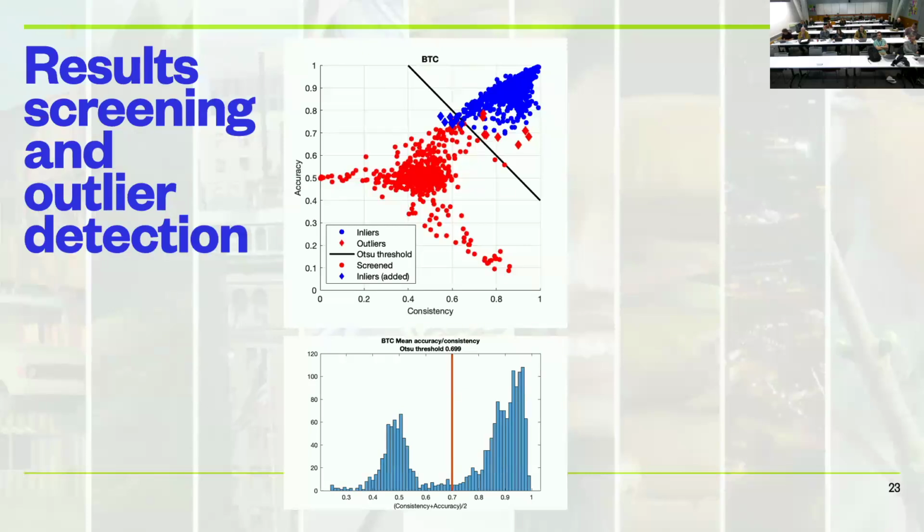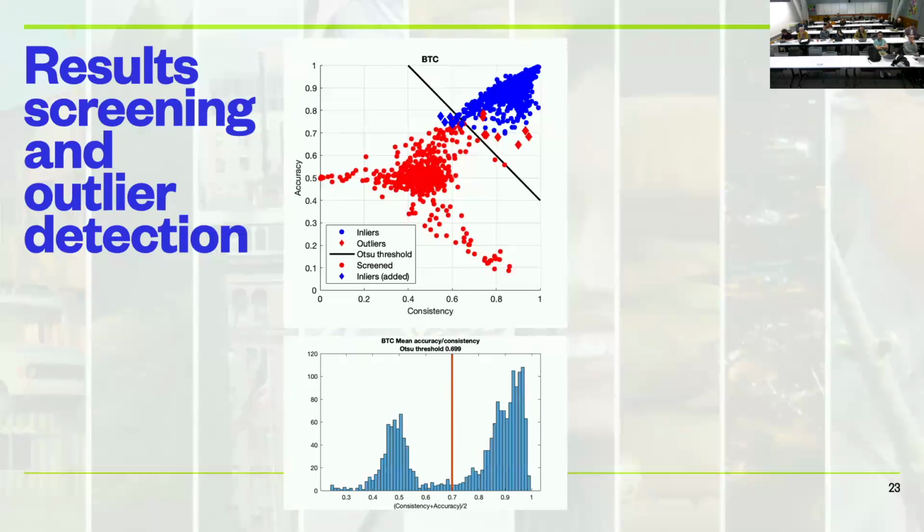And on this histogram here, you can see our thresholding. This is consistency plus accuracy divided by 2. And then you have these 2 humps here. So this is a reliable majority, and this is mostly the random clickers in the center of the scatter plot. And Otsu thresholding does a good job of separating the 2 distributions. And so we are using the Otsu threshold for our data.